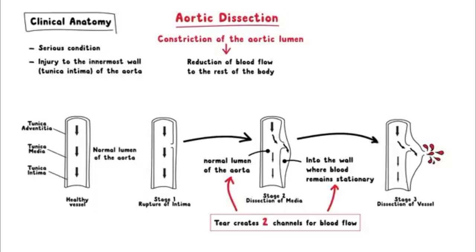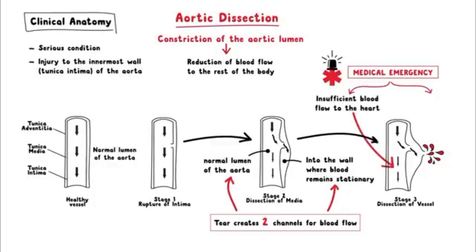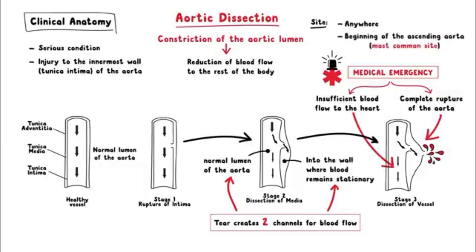Aortic dissection is a medical emergency and can quickly result in death due to insufficient blood flow to the heart or complete rupture of the aorta. Aortic dissections can occur anywhere along the aorta, but the most common site is the beginning of the ascending aorta.